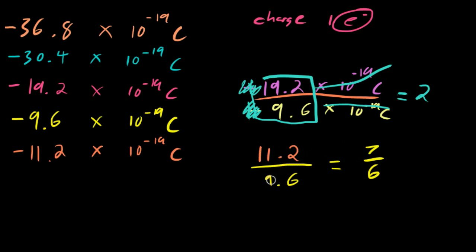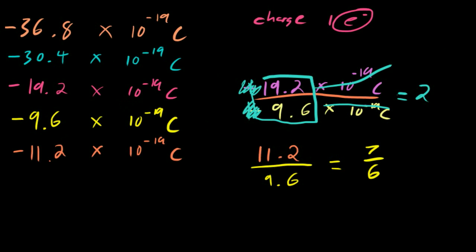So if the charge of an electron actually was 9.6, then this drop of oil doesn't have a whole number of electrons. It has 7/6 electrons in it. So we already know that this guess of minus 9.6 for the charge of one electron isn't right. We can already see that based on our first couple of calculations. So now let's just keep going. Let's take some more ratios.